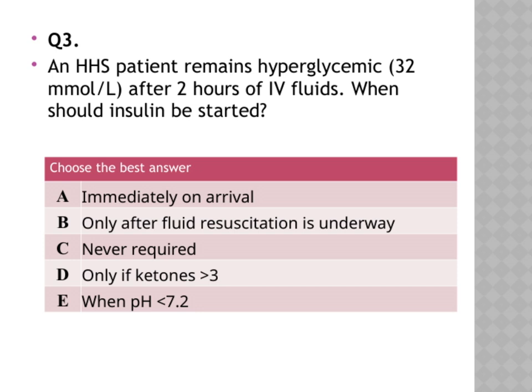The options are immediately on arrival, only after fluid resuscitation is underway, never required, only if ketones are above 3, or when the pH drops below 7.2. Now, the most critical concept is that in HHS, our first priority is usually to correct the severe dehydration with IV fluids. Once we've started volume resuscitation and the patient's hemodynamics are stable, we then consider insulin therapy.